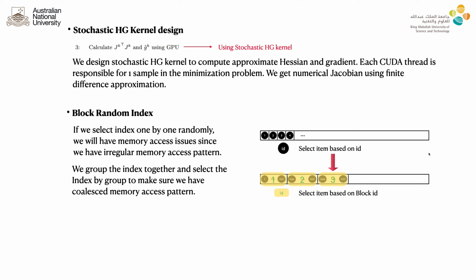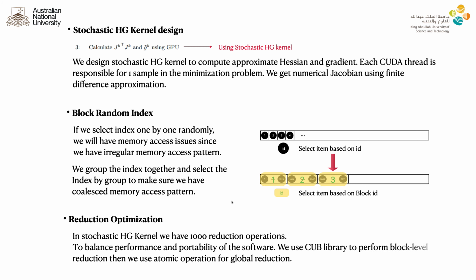As is shown in this figure, ID is the original item, and we group them so that when we access the data, we can have coalesced memory access. Another technique is reduction optimization. In the HG kernel, we have 1000 reduction operations. To balance the performance and the portability of the software, we use the CUB library to perform the first block-level reduction, and then we use an atomic operation for global reduction.